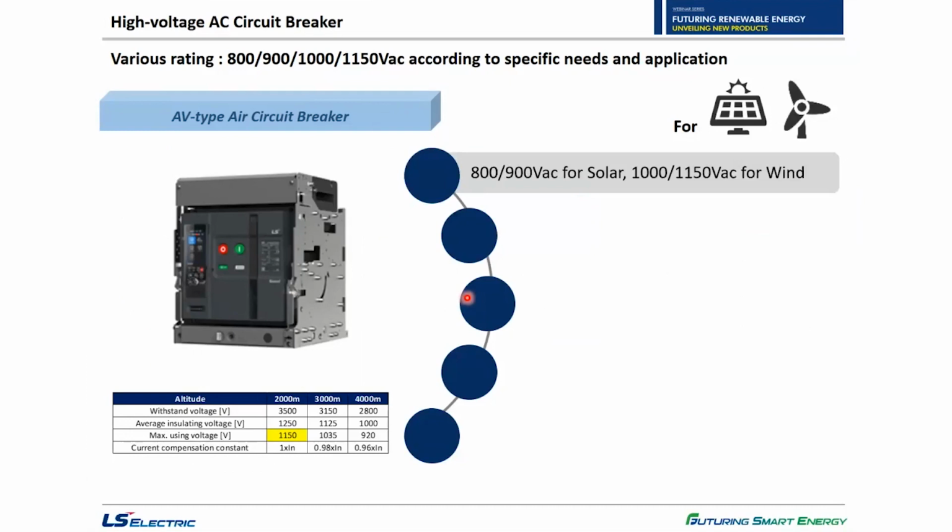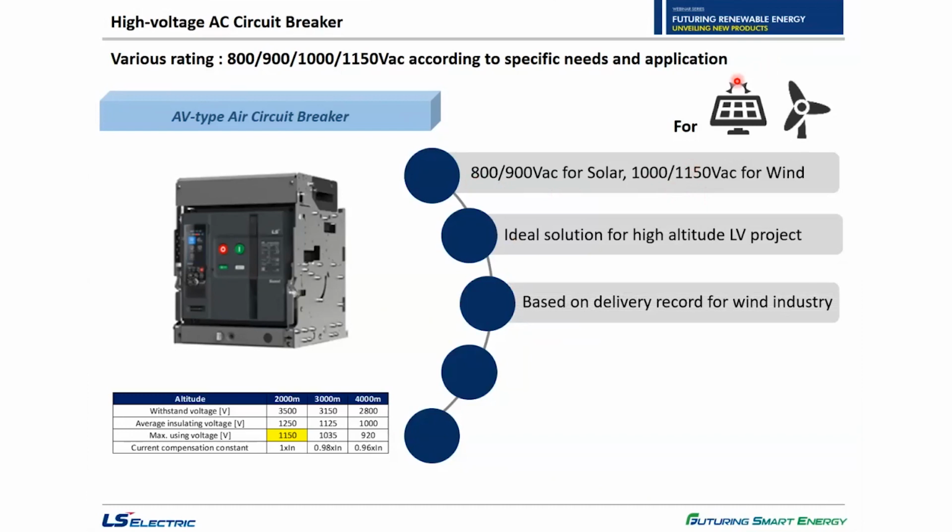As you might know, many PV projects are nowadays carried out in alpine zones, more than 3,000 meters above sea level. Our AV type ACB offers a various range of rated voltage, so you could consider 800 and 900 for solar at higher altitude, and 1000 and 1150 volt AC for the wind power industry, for example, a power converter installed near a wind turbine.